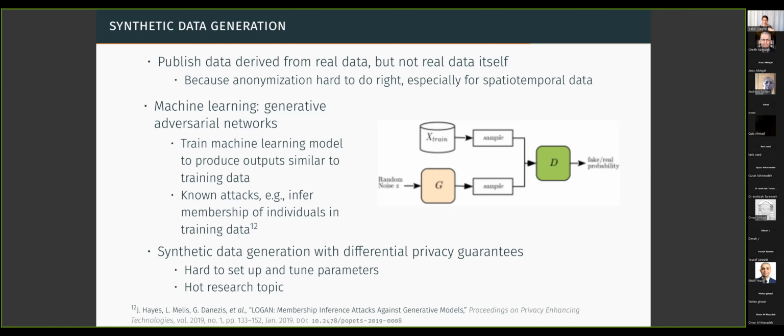So the current thinking in academia here is that you can add differential privacy guarantees to the synthetic data generation. But that is still a hot research topic. There are still different approaches, how best to set it up, hard to tune the parameters. So this is where a lot of research happens at the moment.